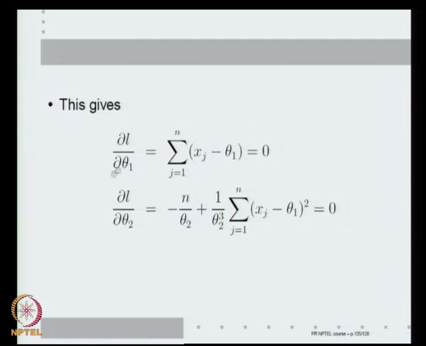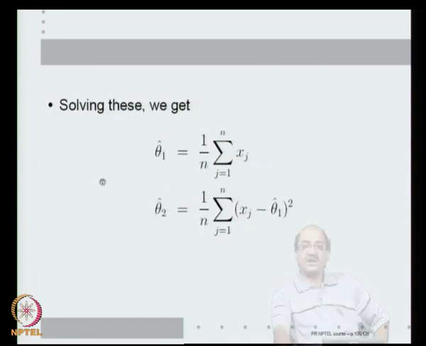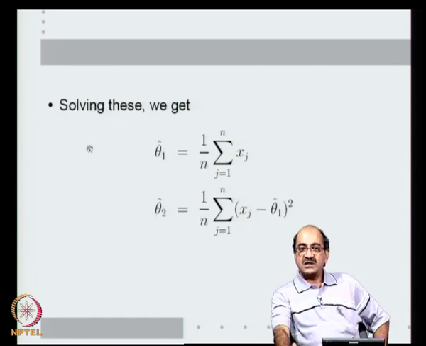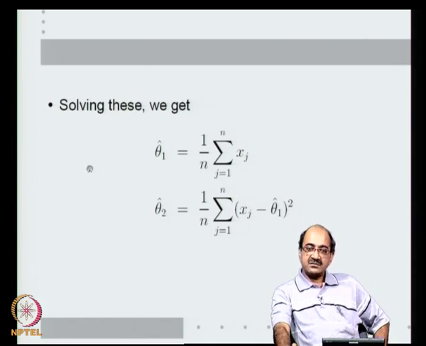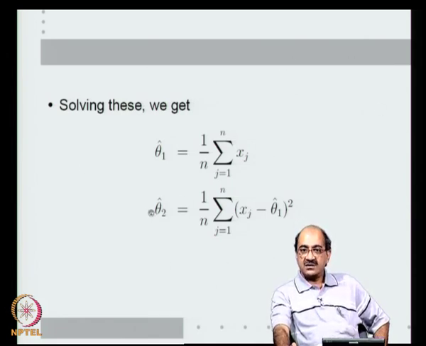So, by solving dou L by dou theta 1 equal to 0 and dou L by dou theta 2 equal to 0, we get the maximum likelihood estimators. The estimator for theta 1 is the sample mean, and the estimator for theta 2 square, not theta 2 hat, the estimator for variance, is the sample variance.